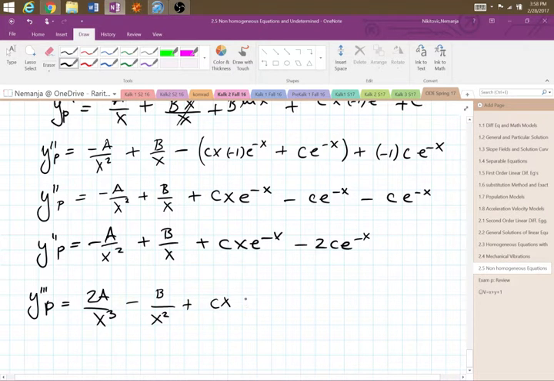Copy the first times the derivative of the second, plus copy the second times the derivative of the first. That's this one. Minus will give us plus. So 2c e^(-x).